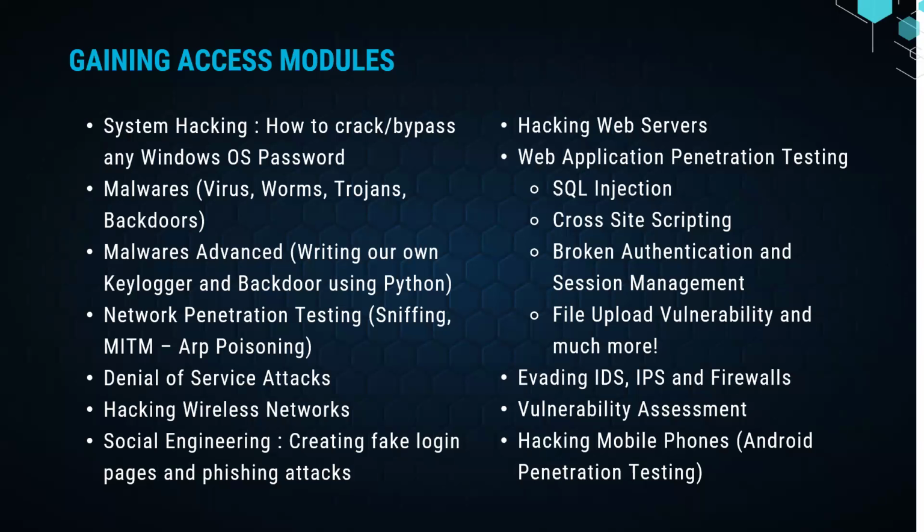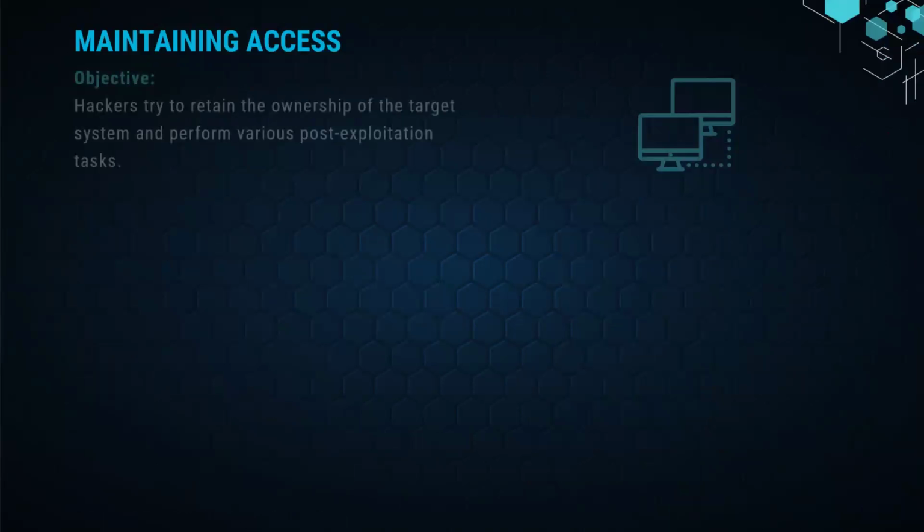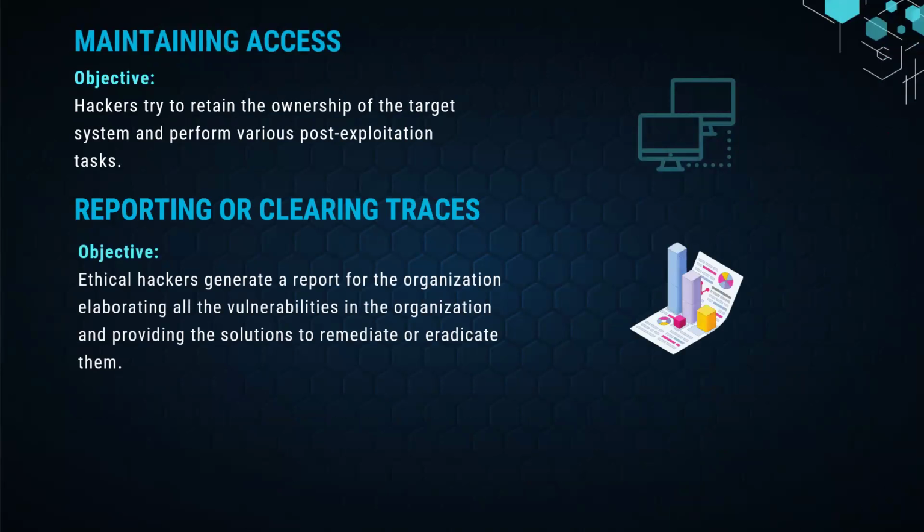Okay. And once that is done, there are two small modules left, which are maintaining access and reporting or clearing traces. Maintaining access is where, once we have gotten a remote connection to a system, we need to maintain that persistent connection, which means even if the user restarts their device, we should still be connected to them. So we learn that in the maintaining access phase.